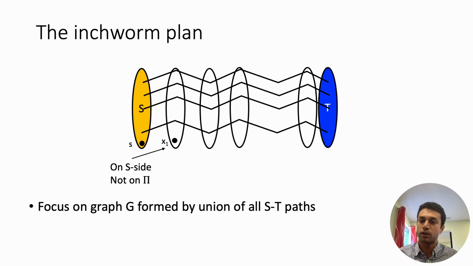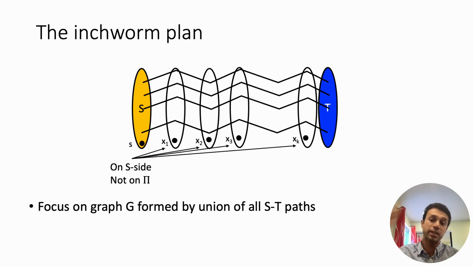I'm going to discover another vertex that I call x1, which is also going to be on the S side and not on the paths. And from there, I'm going to find an x2, which is on the next level, which is on the S side and not on these paths. And so on and so forth. Eventually, I'm going to get all the way to that last level before T, find this xk, which is also going to be on the S side and not on these paths. And this is a contradiction because this lies in this graph that contains all S-T paths.